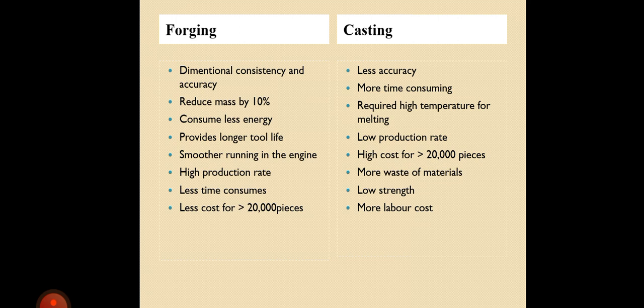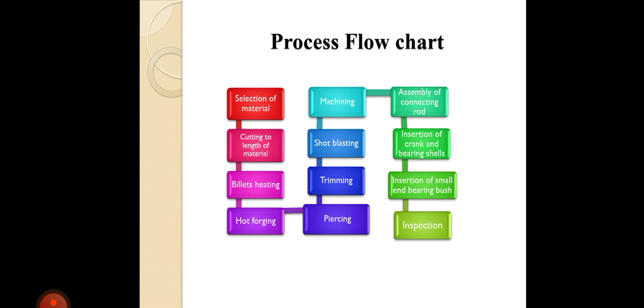Then casting. Casting has less accuracy, is more time consuming, requires high temperature for melting, has a low production rate and high cost to produce 20,000 pieces, more waste of materials, low strength, and more labor cost. So we will see in detail the forging process to manufacture the connecting rod.